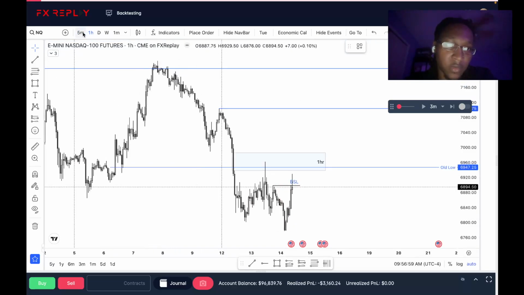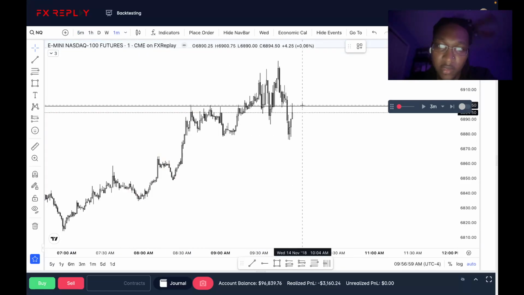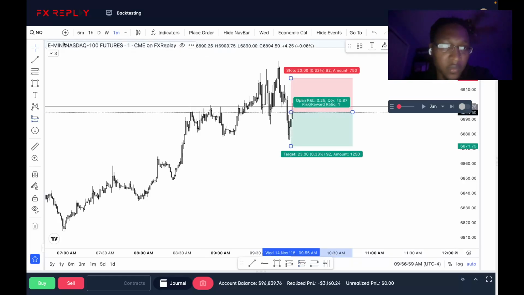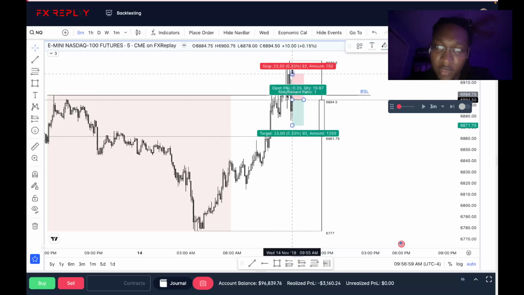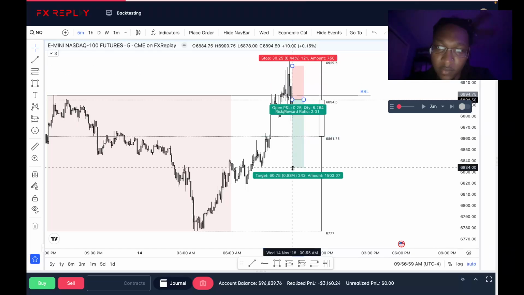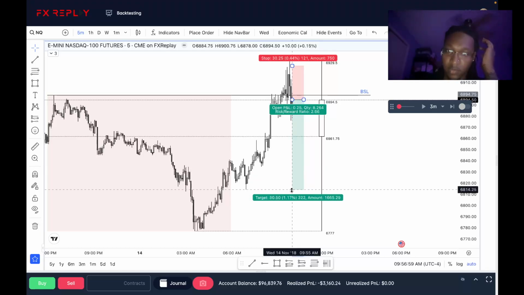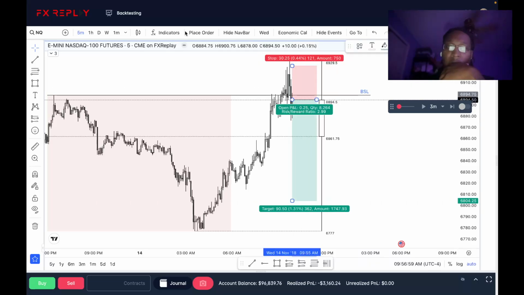Yeah, I want to take part in this right here, this fair value gap on the 1 minute. Stops above this high that got taken out. I'll go 1 to 3 on this trade. Let's see what we could do. Place the order.